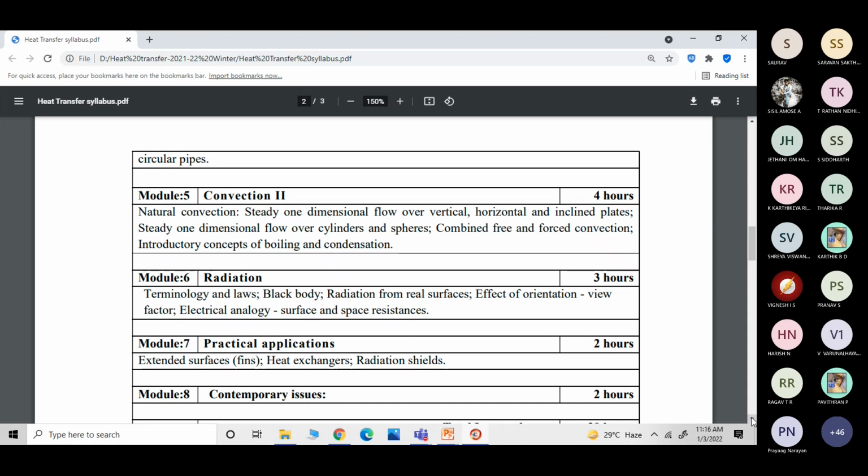What is a black body, ma? The black body is the one which is capable of absorbing all the radiation on it. So especially for solar heating, we can see the black color.